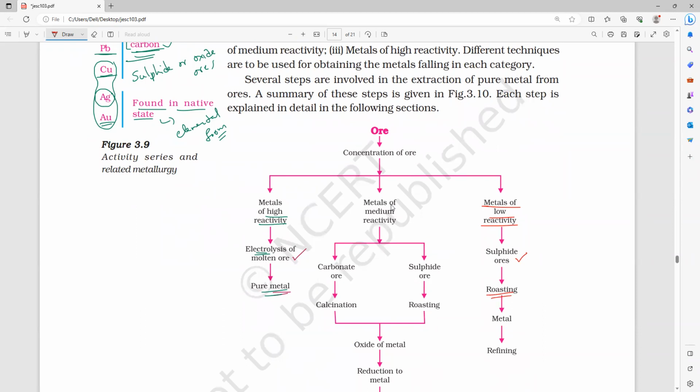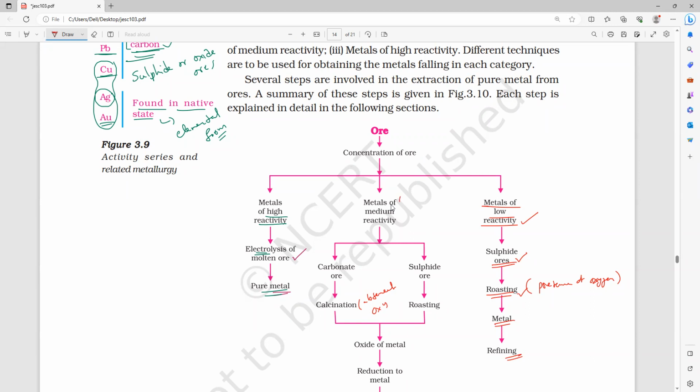Yesterday I taught you what roasting means. In the presence of oxygen or absence of oxygen? Presence of oxygen. Calcination means absence of oxygen. So if it is metals of low reactivity, I will give you the examples. If they are sulfide ores, directly go for roasting. Roasting means it will be converted into oxide ore, so that you will get the metal. Metal directly will go for refining.